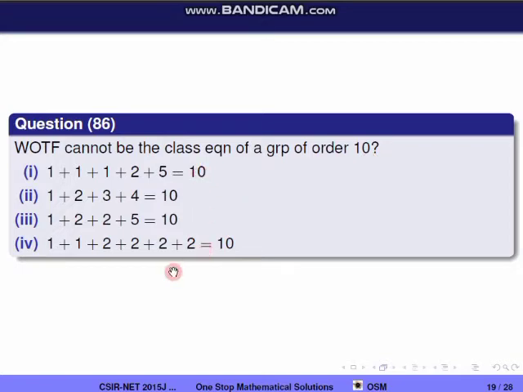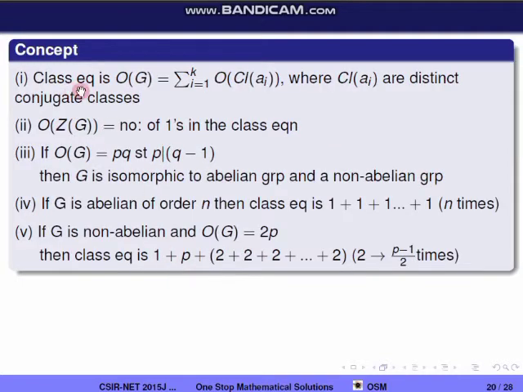So we look into the concept used. Class equation is order of G equals sigma i equals 1 to k, order of CL of ai, where CL of ai are distinct conjugate classes. Also note that order of CL of ai should divide order of G. Second concept, order of Z of G is equal to the number of ones in the class equation, and order of Z of G should divide order of G.